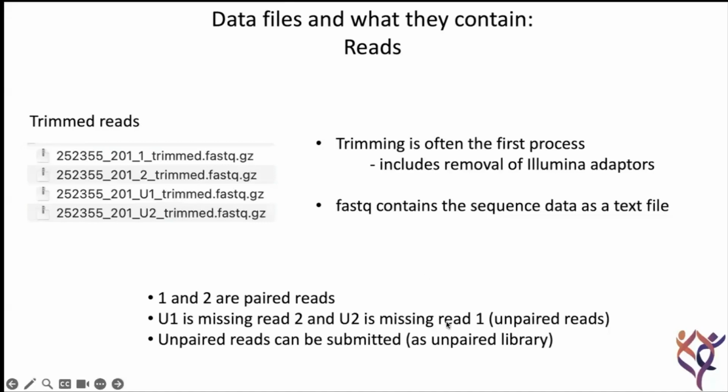When you submit Illumina reads to NCBI, for example, you can submit the paired reads, so 1 and 2, but you can also submit unpaired libraries as well. So these are FASTQ files, they're raw reads.